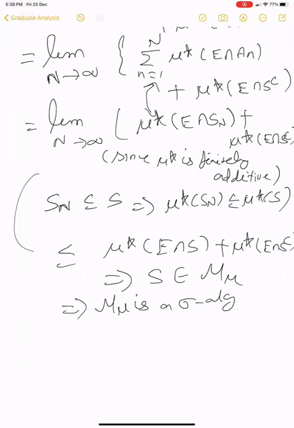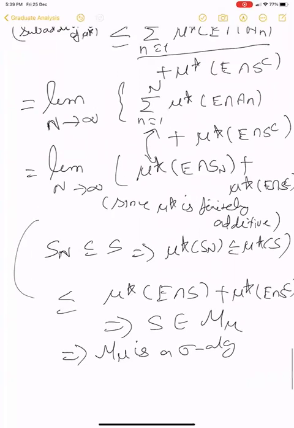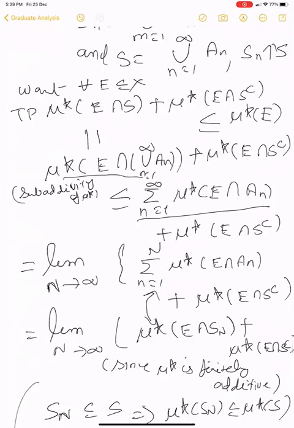So we are starting with mu star of E intersection S plus mu star of E intersection S complement. We started with the intersection. Then we took the limit outside because it's disjoint. We can write it as a sum like this, and we took the limit outside. Then we use the finite additivity to get the S inside.